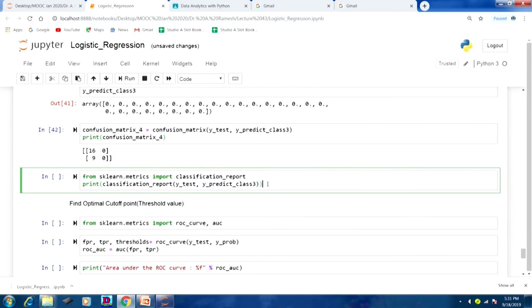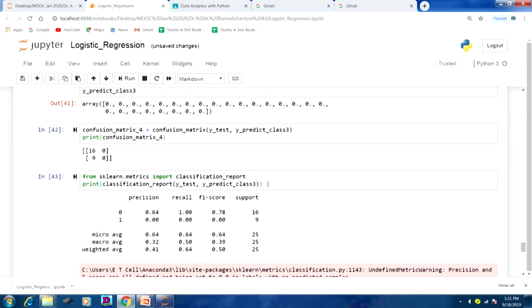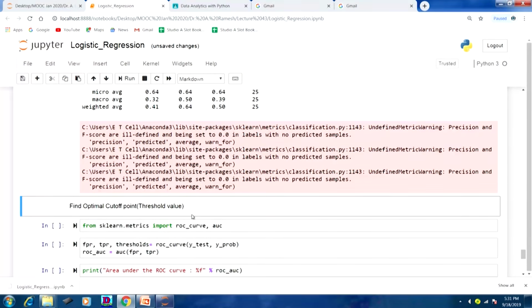Now, let us get the classification report for this. See that here the specificity is 1 when you have a higher threshold value. So, sensitivity is 0 because you have chosen a higher threshold value.